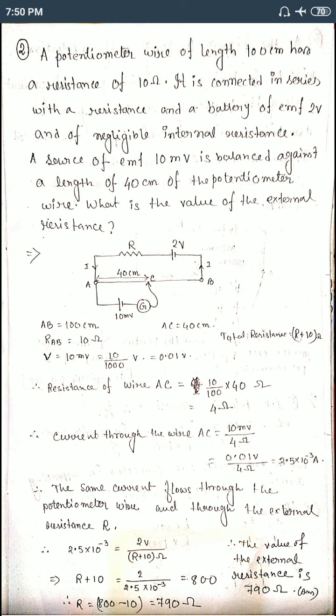When we draw this circuit diagram, it is clear to us. Then stepwise, first we find the resistance. Then we find the current. Then this current will be the same for the whole circuit. Then we apply Ohm's law and we get the value of R. I hope it is clear to everyone.